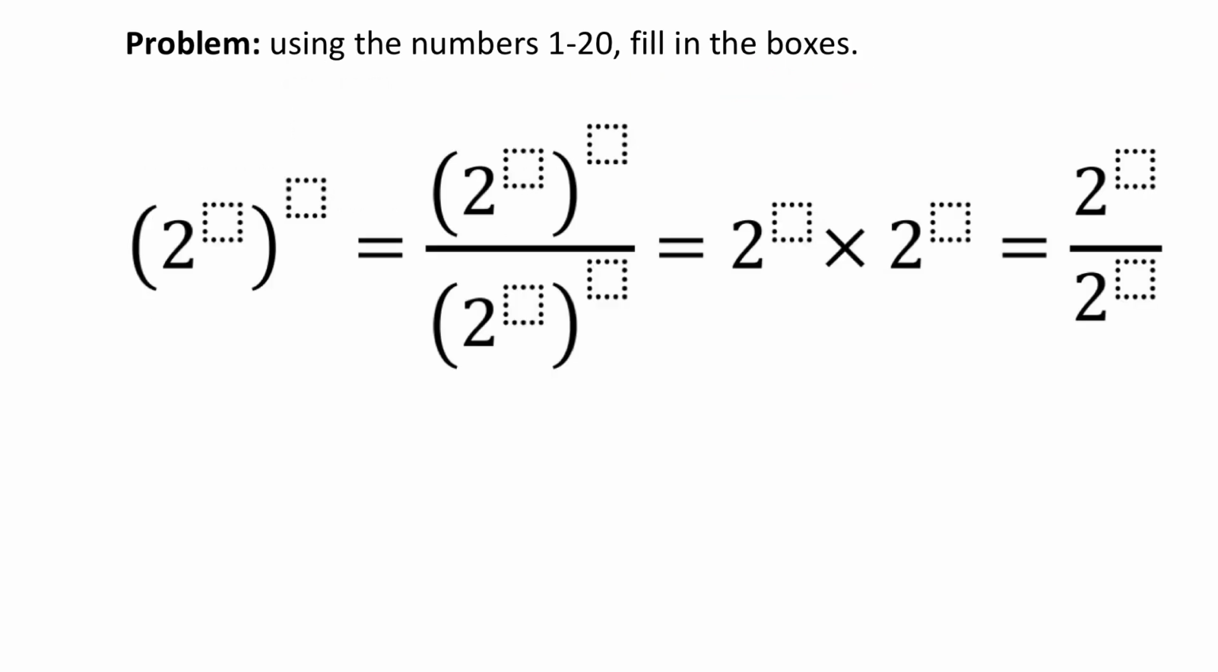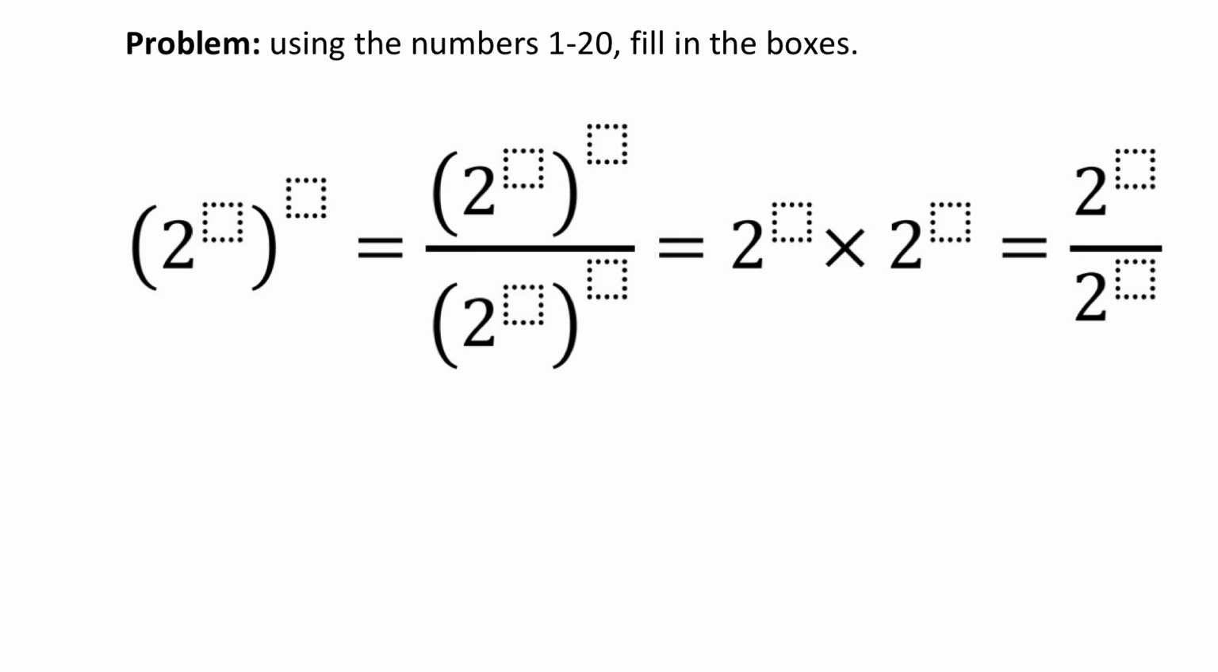All right, one more little puzzle with the boxes. Here we're going to use the numbers 1 to 20, because there's so many boxes. You can't repeat numbers, and you need to fill in the boxes so that everything here is equal. So here we have 2 to the power to the power. Here we got 2 to the power divided by another thing, 2 to the power times 2 to the power, and 2 to the power divided by 2 to the power. And all of these should be the same. So pause the video and give it a try.